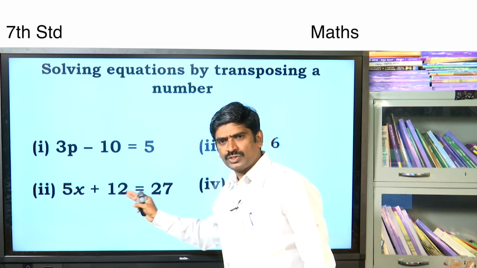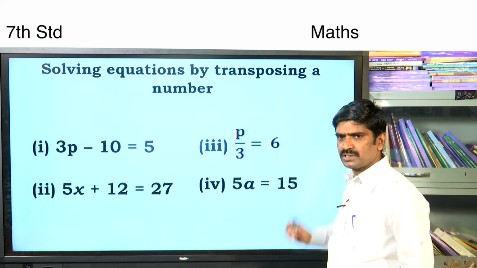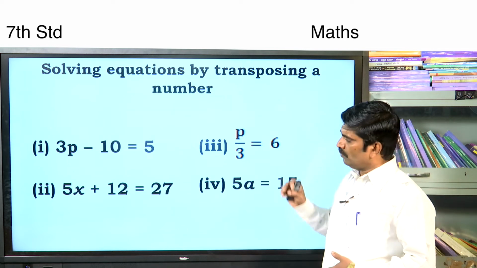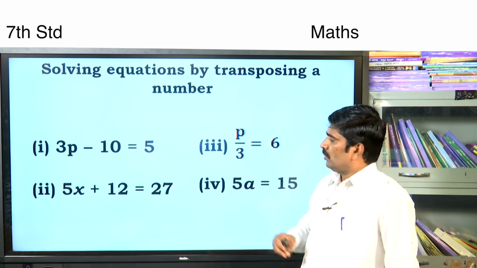5x plus 12 is equal to 27. p by 3 is equal to 6. 5a is equal to 15. We solve by one activity. Then after, we discuss it.